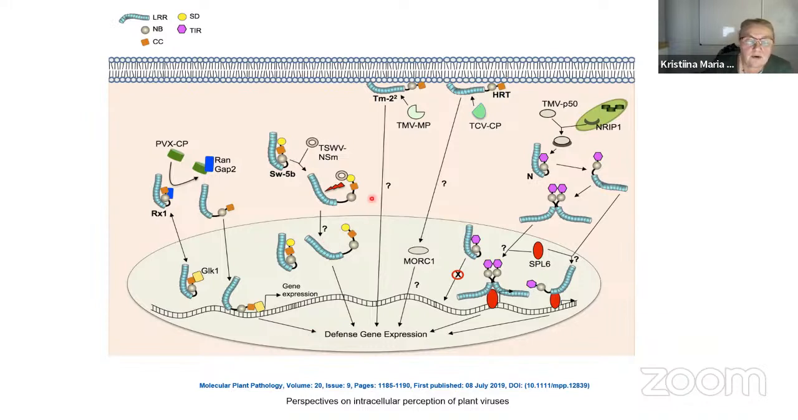There are many other receptors for different viruses. Here is one for tospoviruses, for example, and then we have two different ones against tobacco mosaic virus infection presented here. Some of them have been better characterized already, and some of them are still marked with question marks as to how the signaling then goes to the nucleus after the recognition.